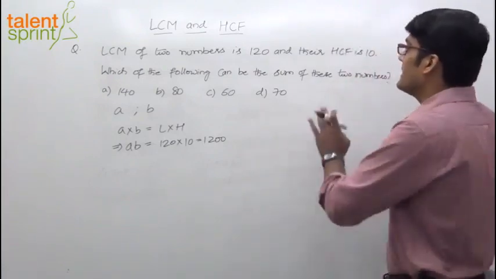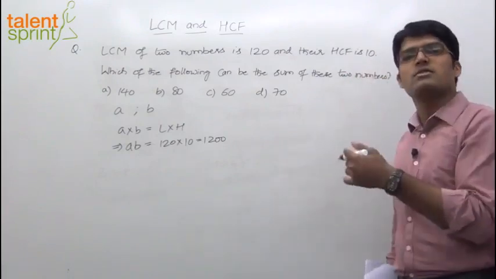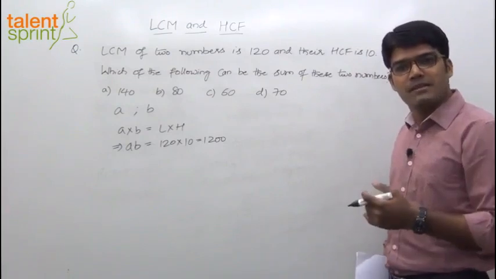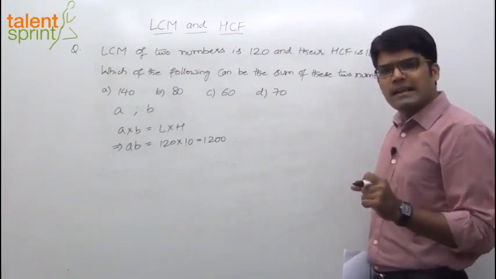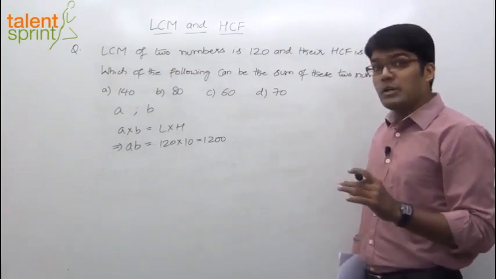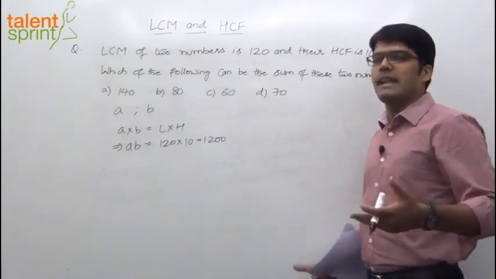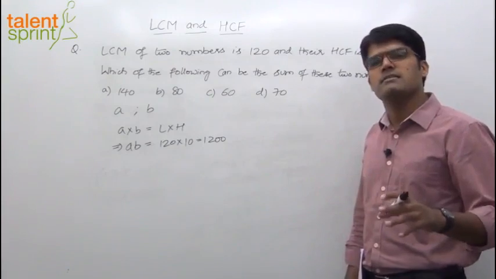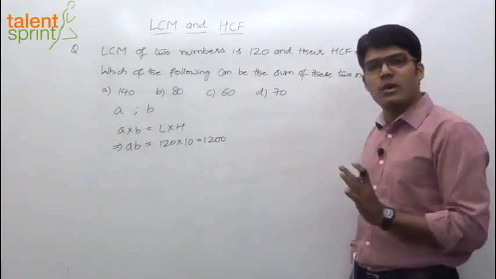You need to keep in mind that the highest common factor is 10. So the numbers have to be multiples of 10, right? So you think in that sense. For example, 30 into 40 is 1200. Now this is like trial and error, and if you have practiced well on calculations, you will be able to get the answer in just one attempt.